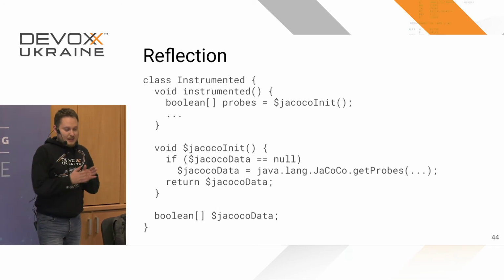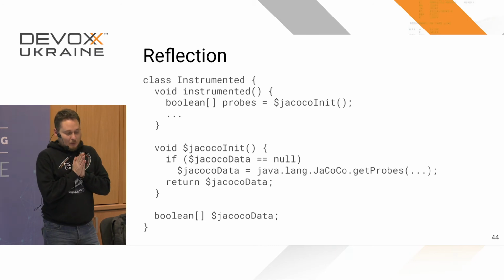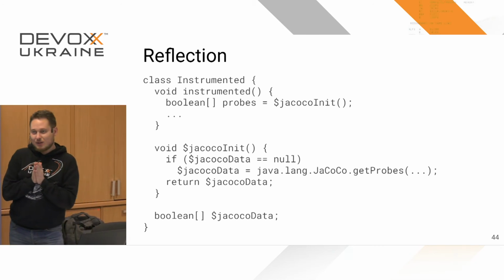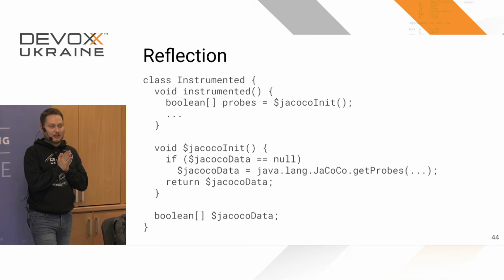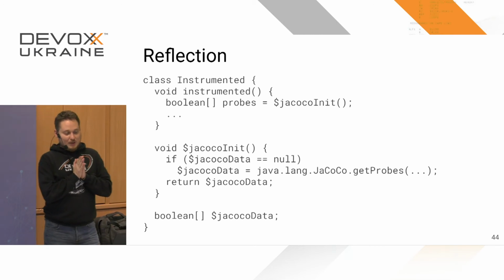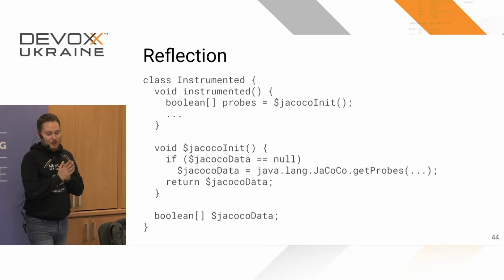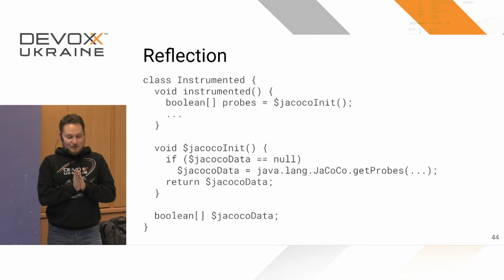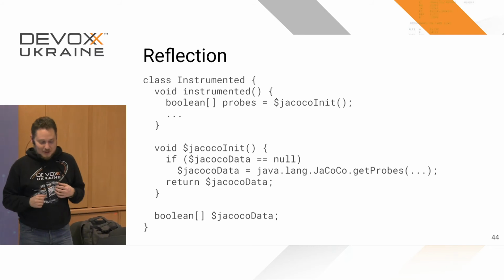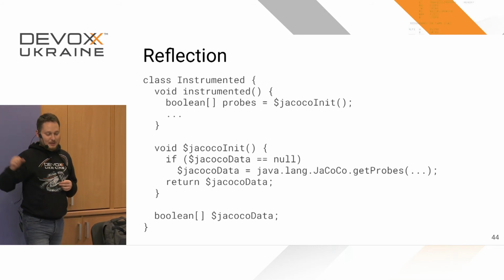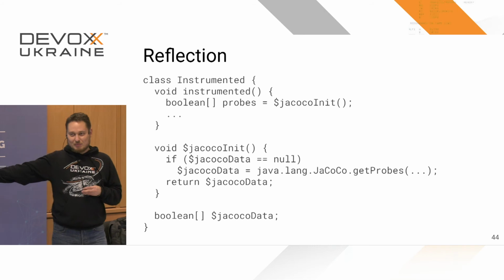Well, let's continue. So what we got at the end, this is how your instrumented class looks like. You have your instrumented method. Inside of this method, there is a local props array, which is requested from the runtime through an additional method which we add. And we also have an additional field for performance reasons.